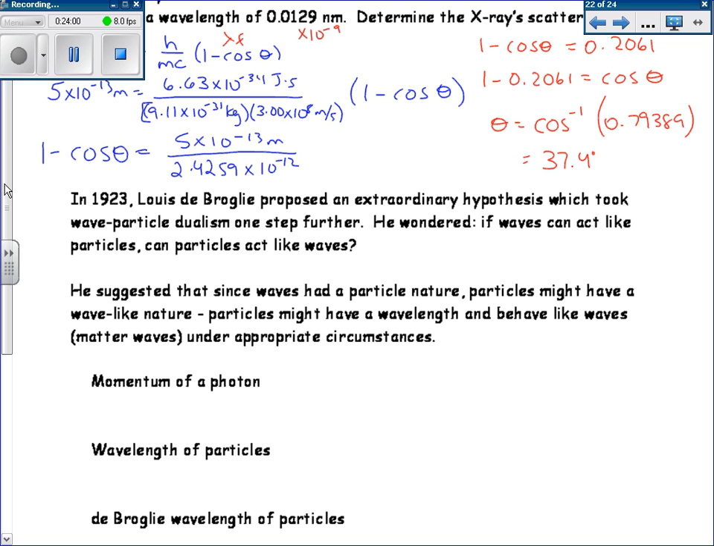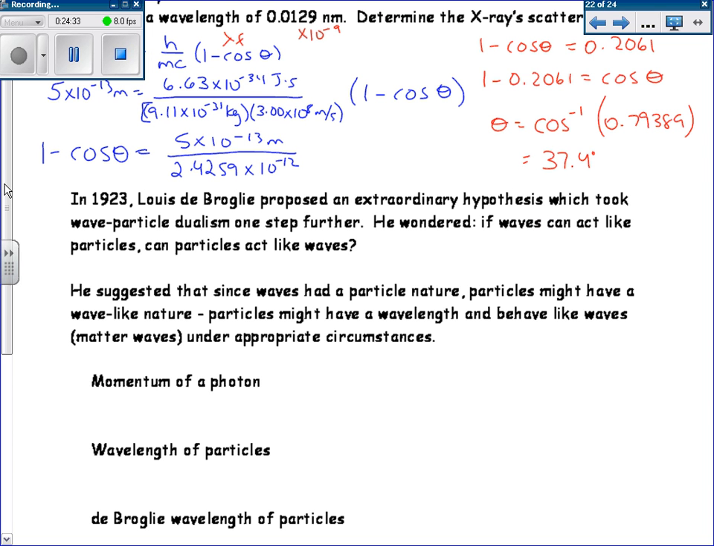Einstein had shown that light can hit a metal target and knock off an electron. Compton showed something very similar. So basically, these things said that waves behave like particles, and light behaves like a wave and like a particle. De Broglie wondered that if waves can act like particles, can particles act like waves? He suggested that since waves have a particle nature, the opposite must be true. Particles must have a wave-like nature. So particles might have a wavelength, and they might behave like waves, which are called matter waves, under appropriate circumstances.